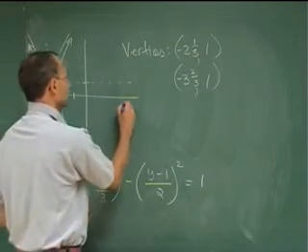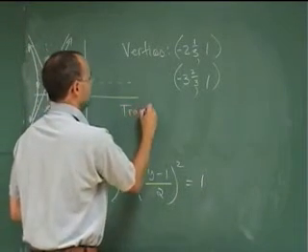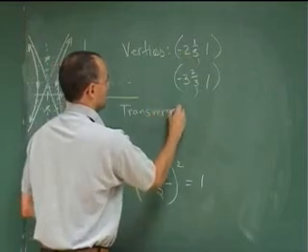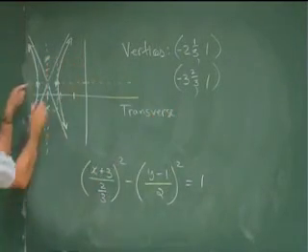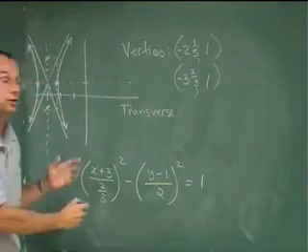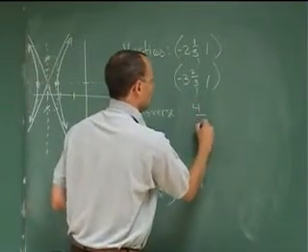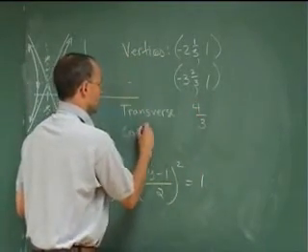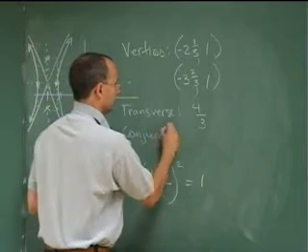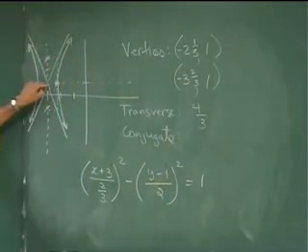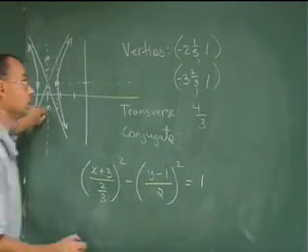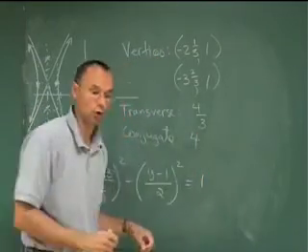And if we wanted to do the transverse axis, that means we're just going 2/3 and 2/3, which gives us a grand total of 4/3. Conjugate axis, a little bit easier. We are going up 2 and down 2, so that's 4 in total.